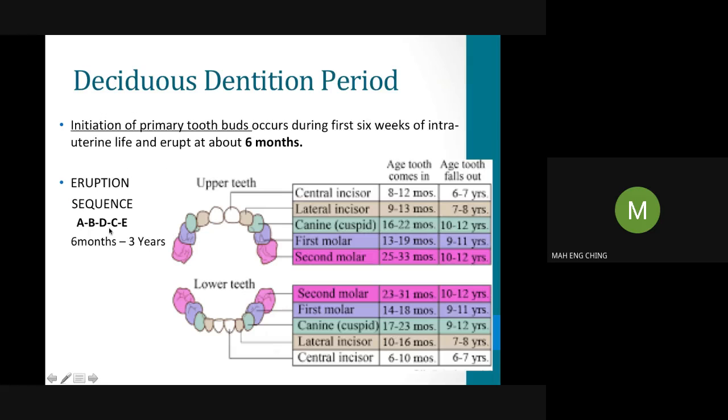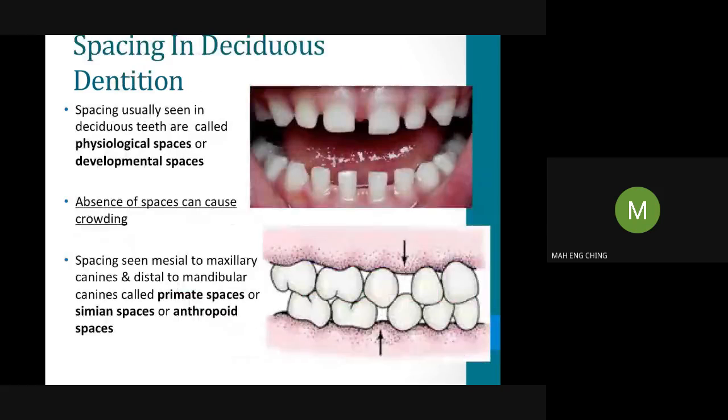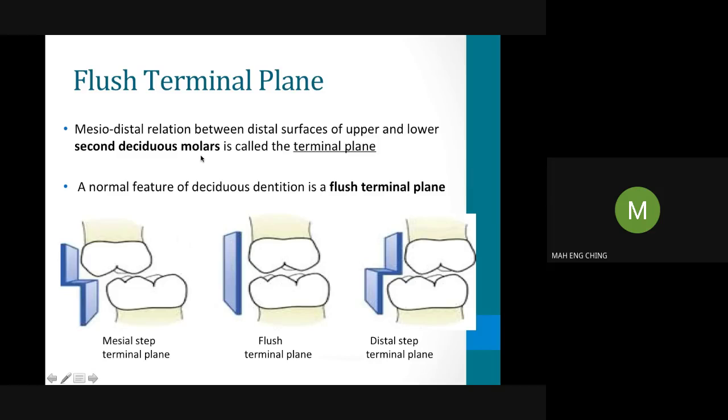Then at 3 years old, you have all the deciduous teeth. These deciduous teeth have a lot of spaces between them, called physiological spaces. Then you have the primate space, which is mesial and distal to the upper and lower deciduous canines. You should know the names of these spaces: physiological space or primate space. Then you have to know the flush terminal, mesial step, and distal step, which will lead to class 1, class 2, class 3 molar relationship.